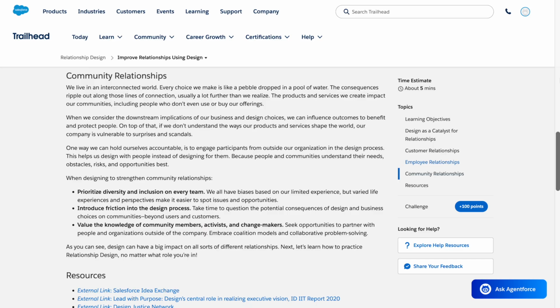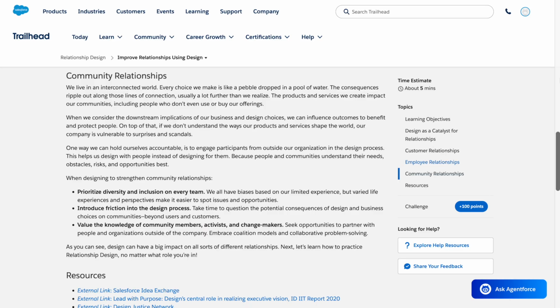One way we can hold ourselves accountable is to engage participants from outside our organization in the design process. This helps us design with people instead of designing for them, because people and communities understand their needs, obstacles, risks, and opportunities best. When designing to strengthen community relationships, prioritize diversity and inclusion on every team. We all have biases based on our limited experience, but varied life experiences and perspectives make it easier to spot issues and opportunities.